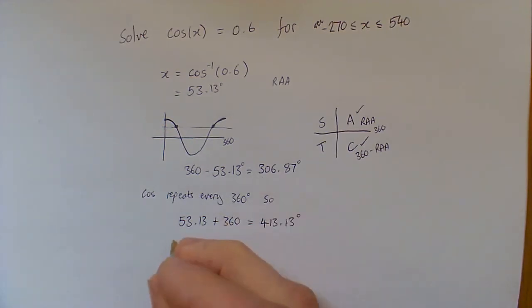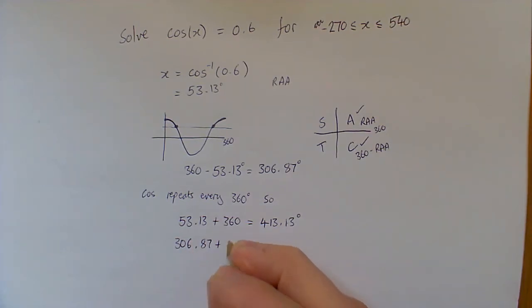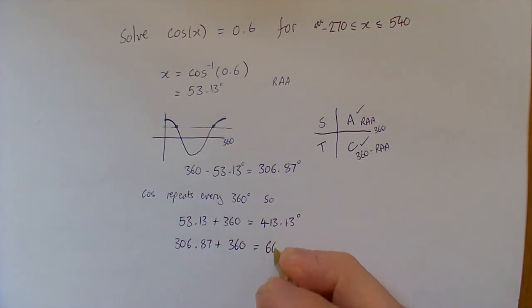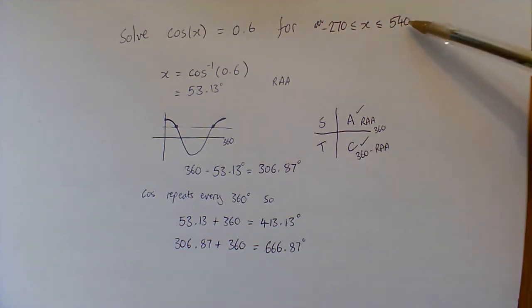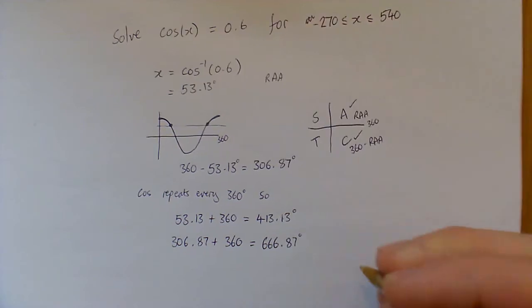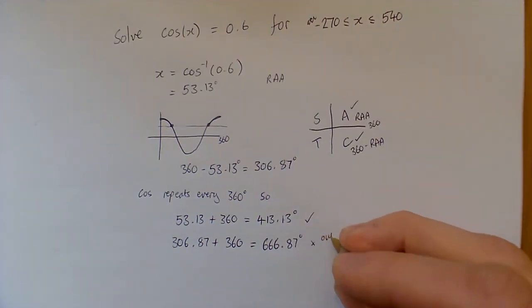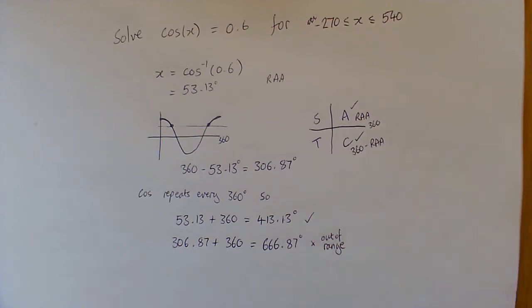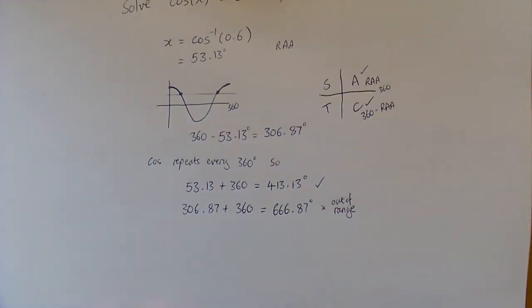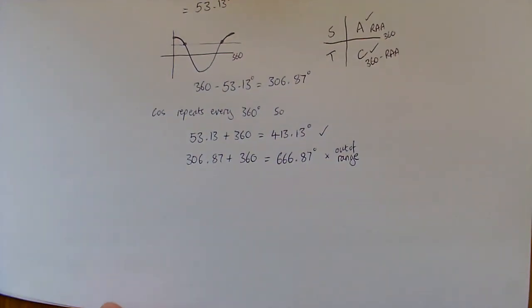Next one, let's do 306.87 and add 360 to that. Well, that gives us 666.87 degrees. That's a problem because that is bigger than 540. So it's worth just noting down that this one is fine. This one is out of range. If you keep a good eye on that as you go, it will save you making any mistakes when we write our answers at the end.